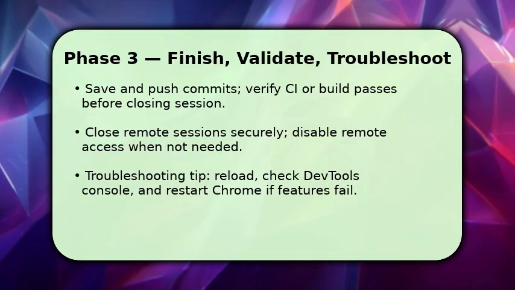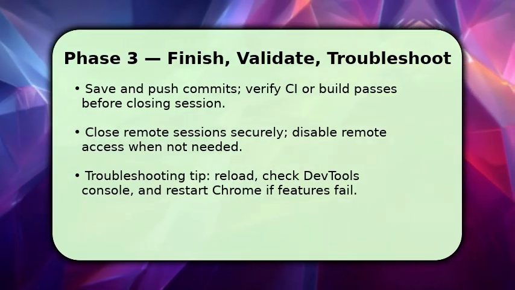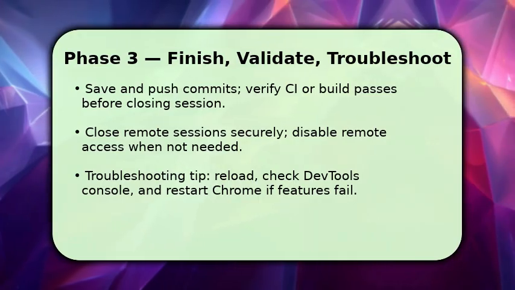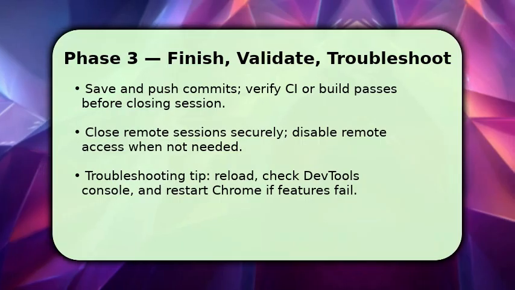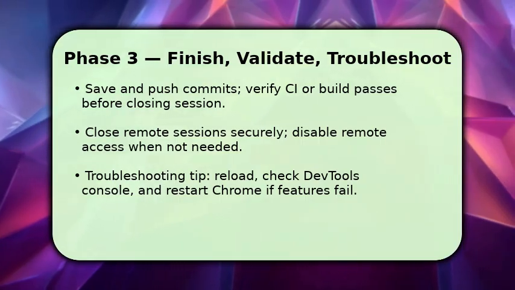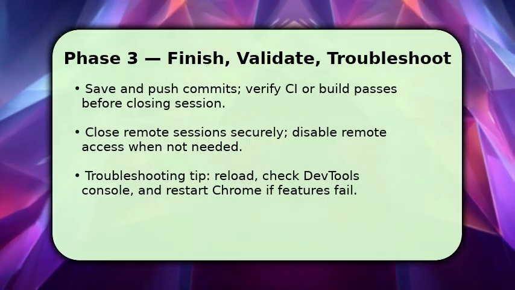Security matters. If something fails, first reload the VS Code tab or restart Chrome, and inspect the Chrome DevTools console for WebAssembly, permission, or network errors. If problems persist, restart the remote server or desktop VS Code. This resolves most extension and connection glitches.